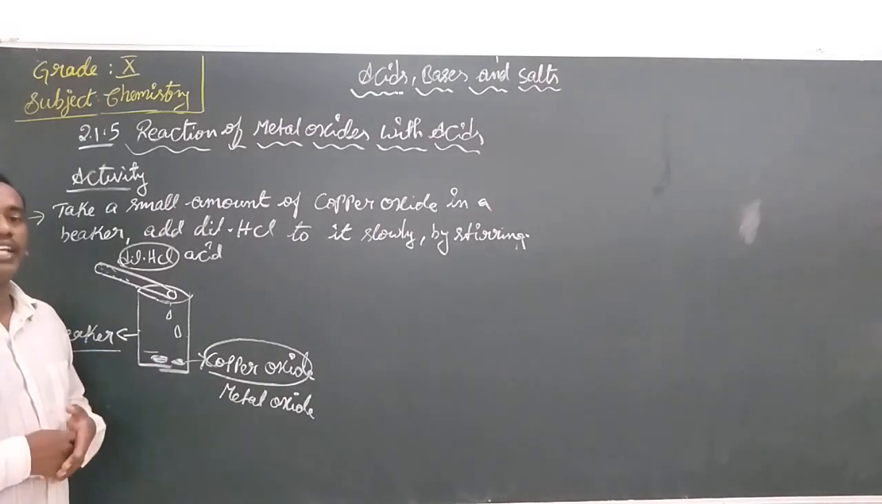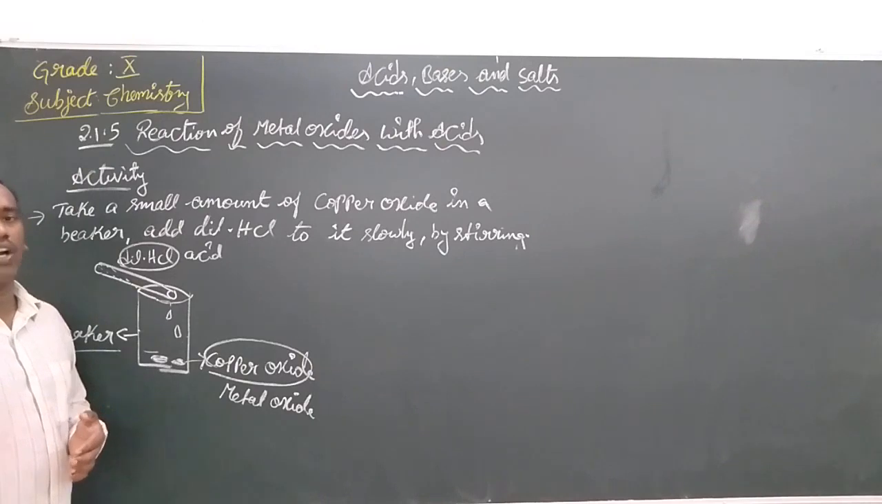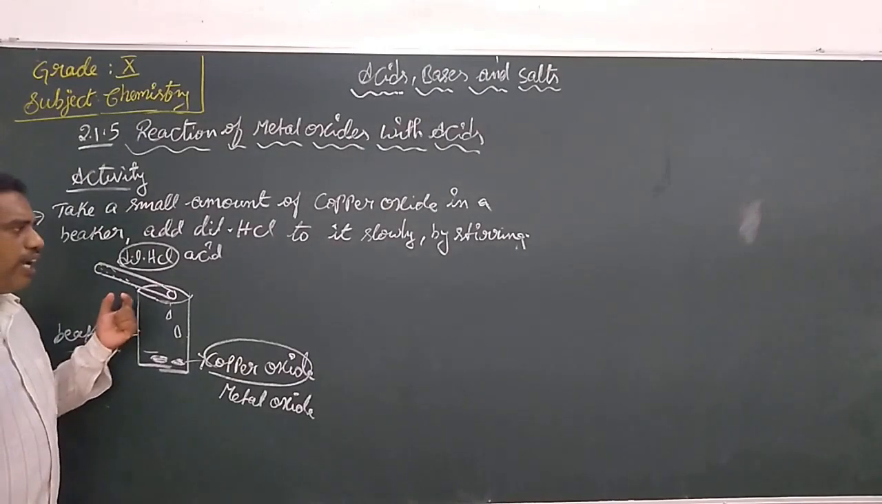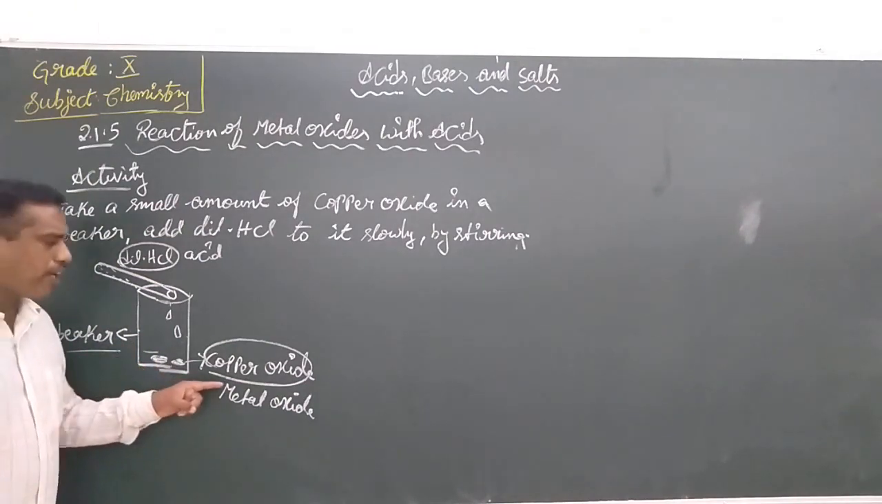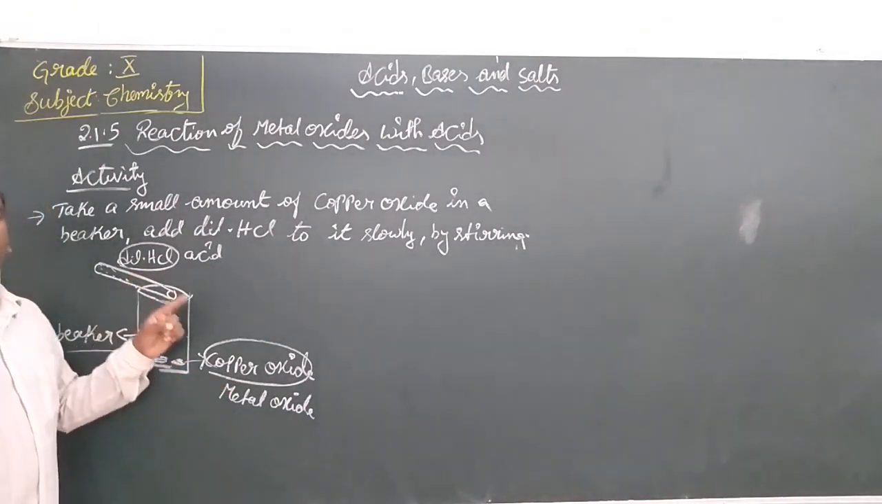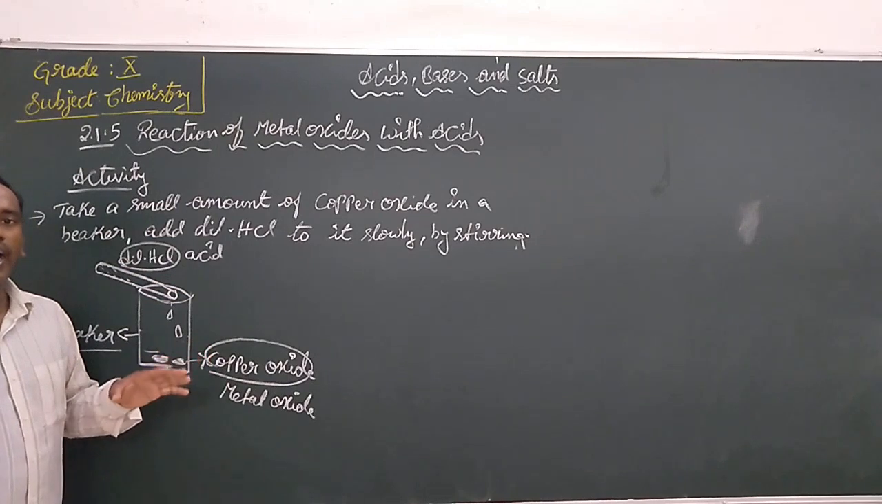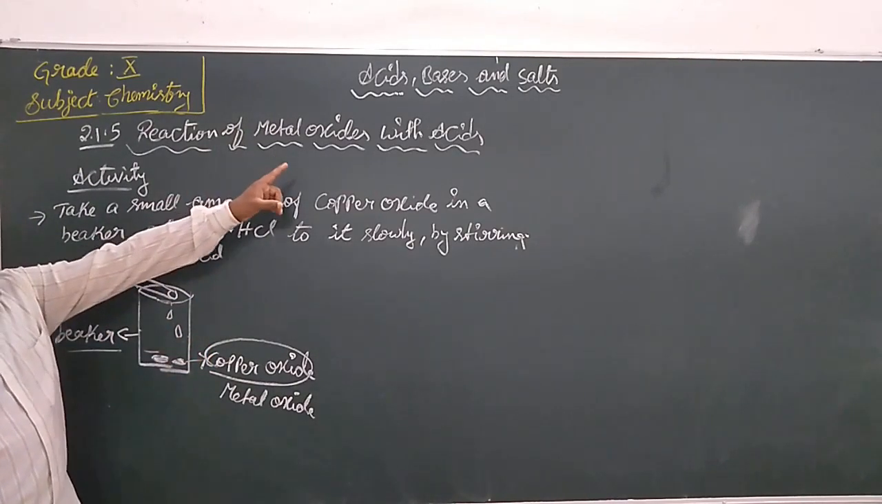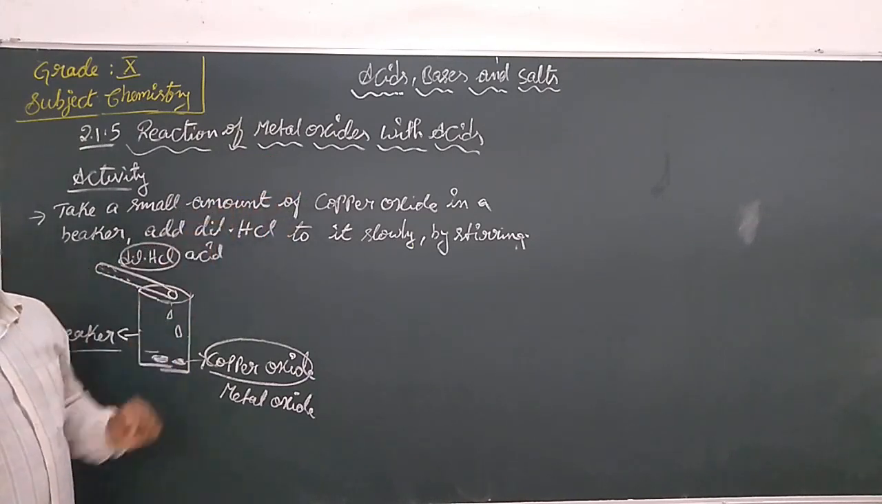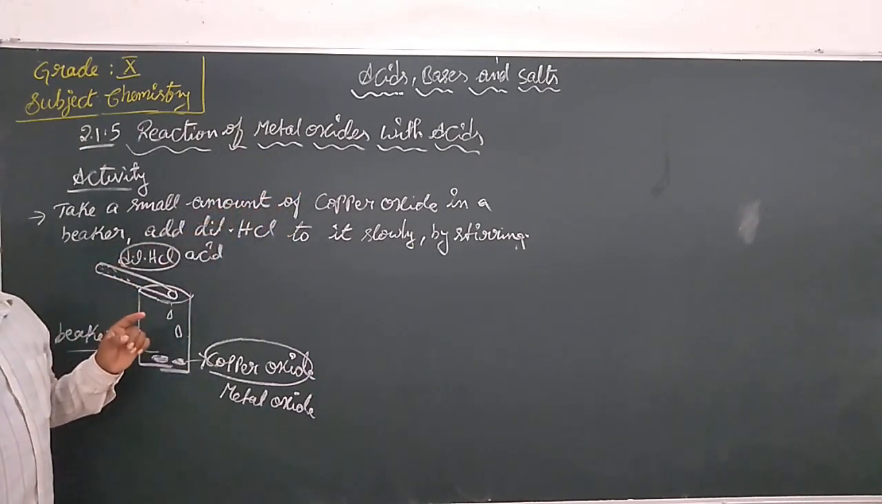We know exothermic reactions are those in which heat energy is liberated to the surroundings. Now, can you write down the reaction for this one? Copper oxide when reacted with hydrochloric acid, what will be the reaction? Then we can conclude the nature of the metal oxide.